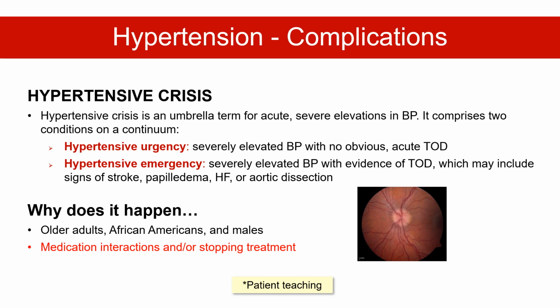So why do some patients have a hypertensive crisis? If you are an older adult, if you're African American, and you're a male, you are at higher risk for having a hypertensive crisis. Medication interactions or abruptly stopping your treatment is what you're going to most commonly see patients coming into the emergency room with. They have hypertension, they have medication they're supposed to be taking, and they stop taking it. And then all of a sudden the blood pressure just goes crazy high and they go into this crisis. So it's really important that we teach our patients compliance and the importance of taking their medications as prescribed.